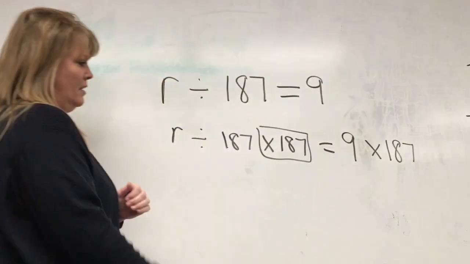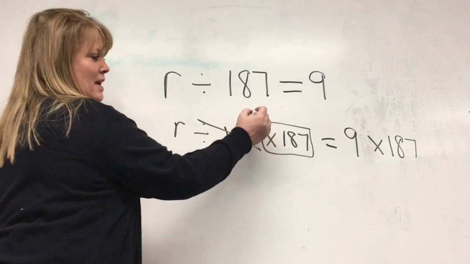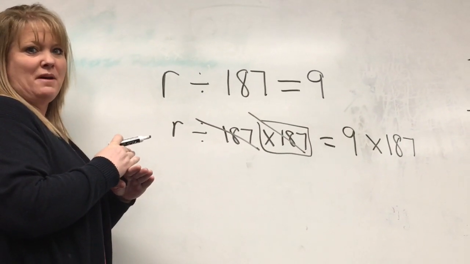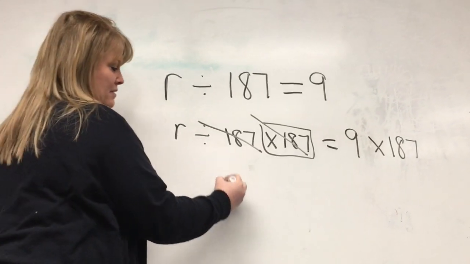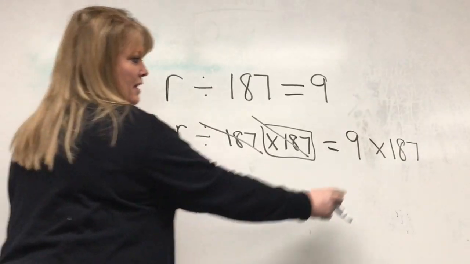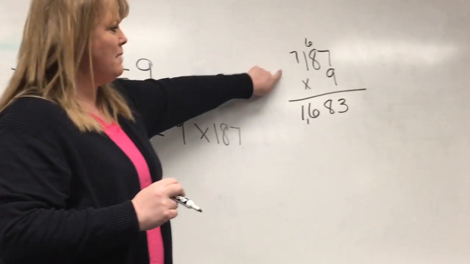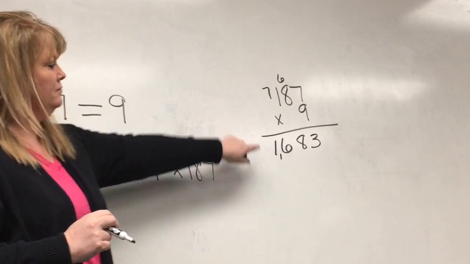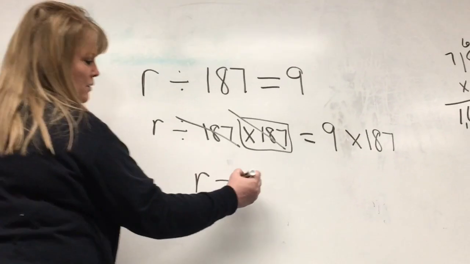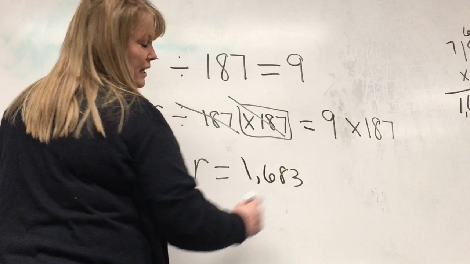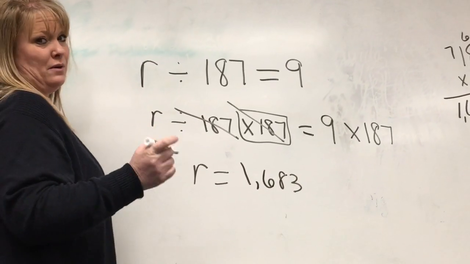So I know that my division and my multiplication will cross out. They're opposites. We can just cross them out. They cancel out. And that leaves me r equals 9 times 187. I've done the math over here. So r equals 1,683.